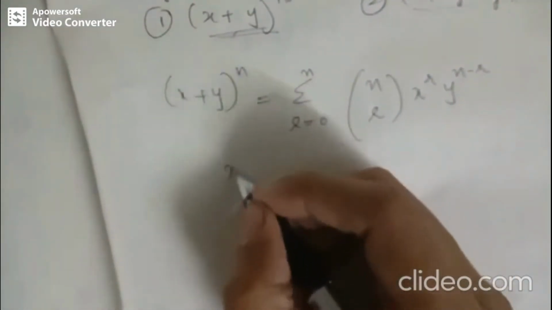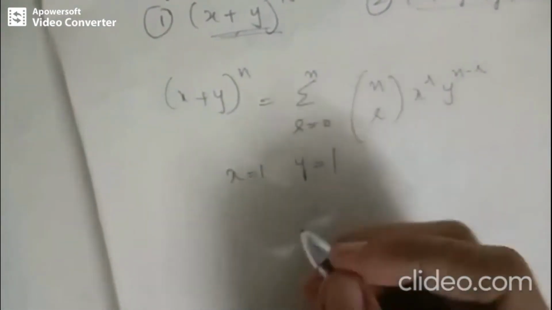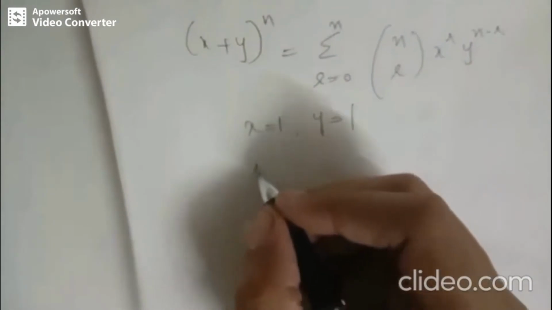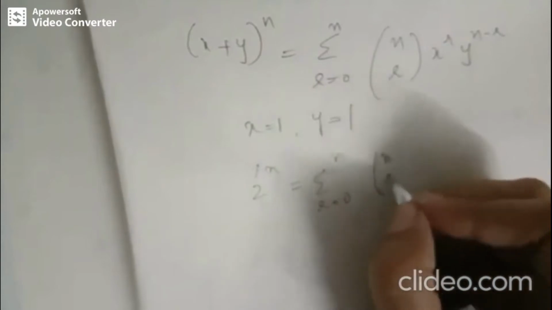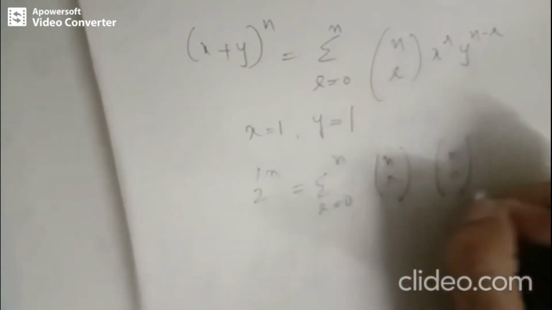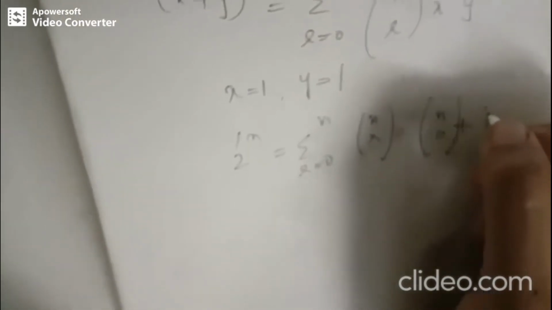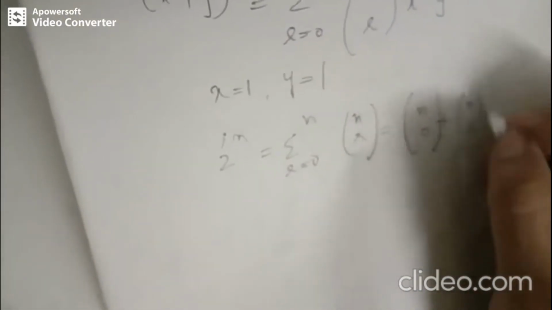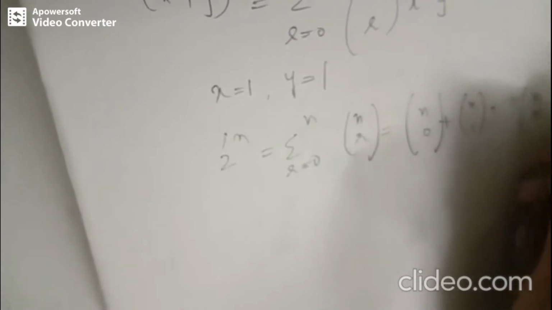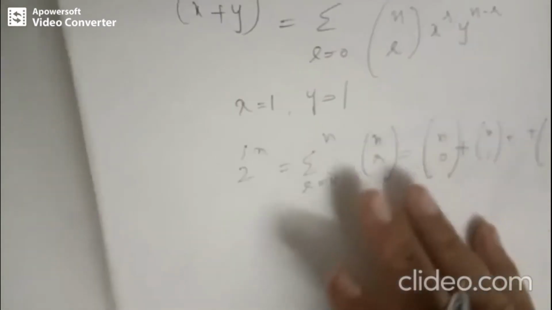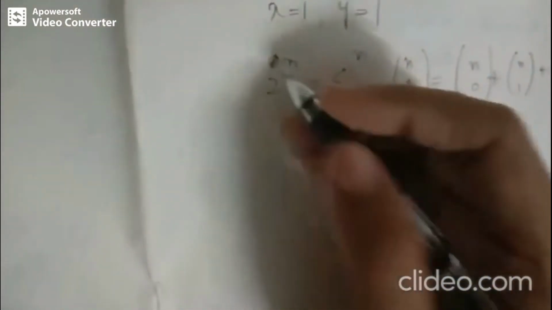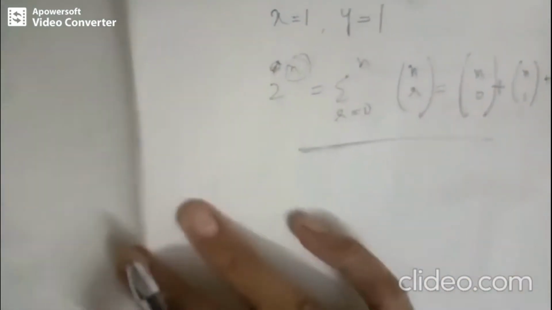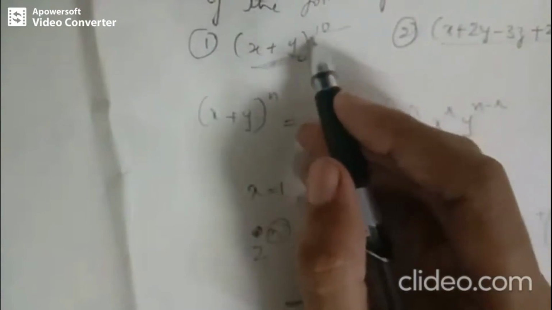So let us take x is equal to 1 and y is equal to 1, as we have seen in the previous sum problem. When we take x is 1 and y is 1, we get 2 raised to n is the summation of r from 0 to n of nCr, right? We have seen this: nC0 plus nC1 plus so on up till nCn. This is what we know from the previous problem. So we use this formula to directly substitute the value of n. In place of n, we have the value 10, right?